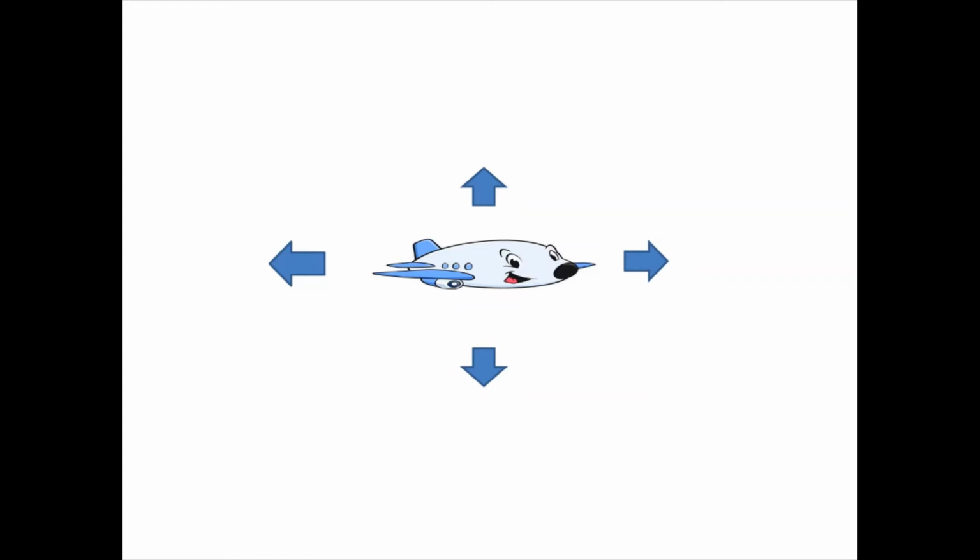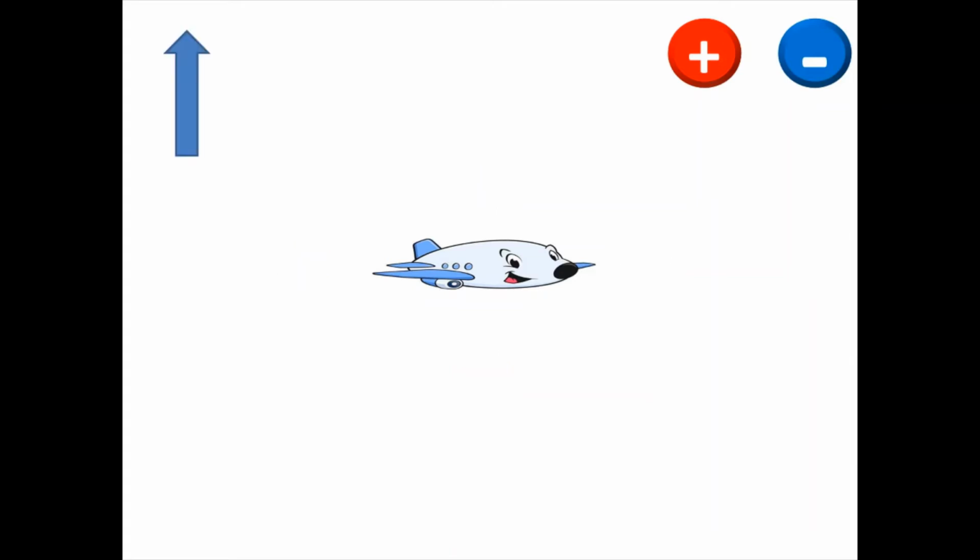Okay, and for this she has two buttons. One is plus and other is minus. Okay, so now we have to help Rishika in flying this aeroplane. Okay, let's play it. So first she has to go up. Which button she should press? Okay, so you are saying plus, right? Let's press plus button. Wow, correct. So plus button is going up.